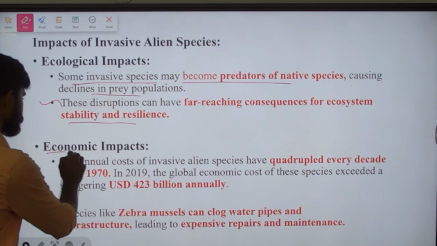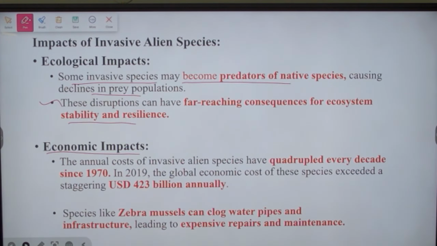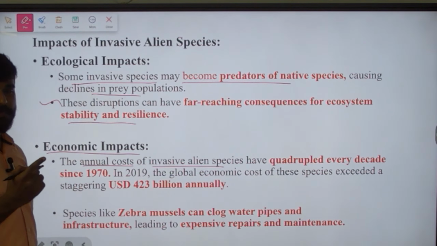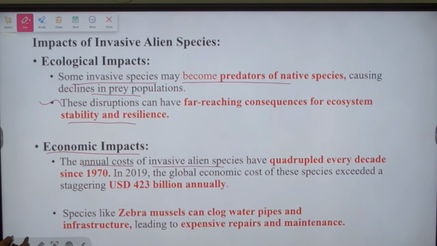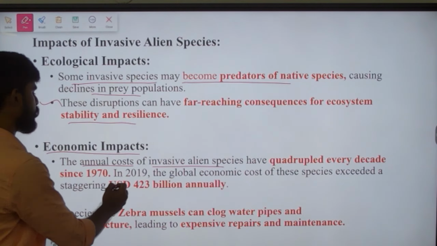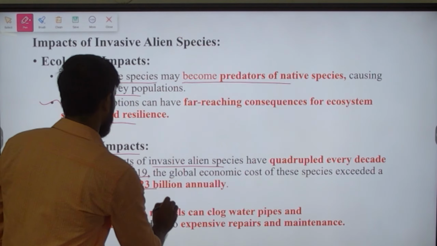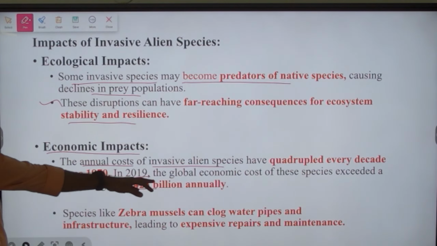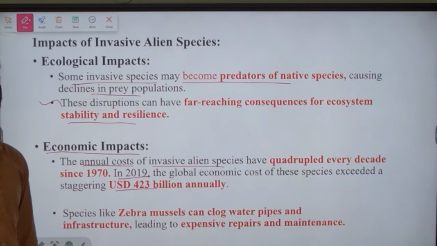Next is economic impacts. The annual cost of invasive alien species has quadrupled every decade since 1917. So it has increased four times. And in 2019, 423 billion US dollars was the global economic cost of these species.